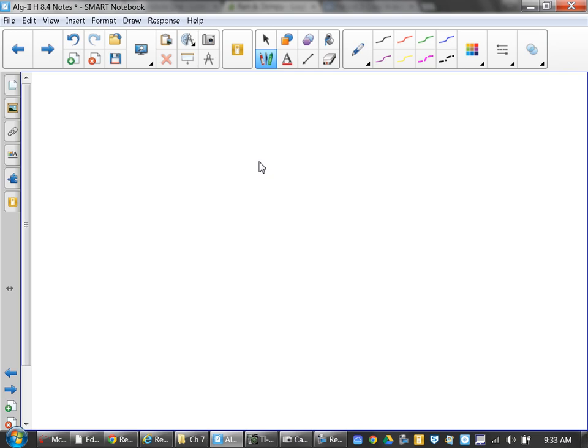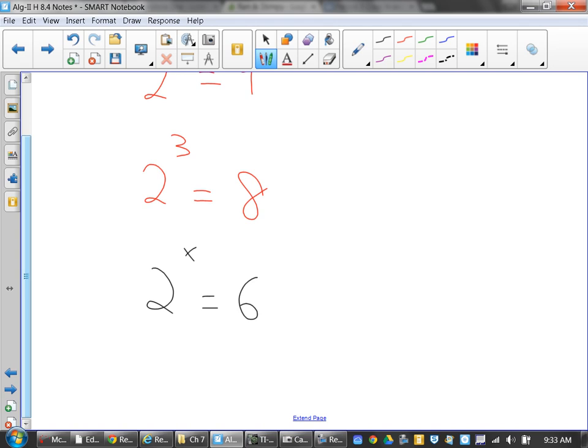Anyway, logarithms. What's this? 8. Good. Not the one where you think it would be 6. Izzy knows where I'm going. 2 to what power is 6? It's not 2.5. It's not. We talked about this.